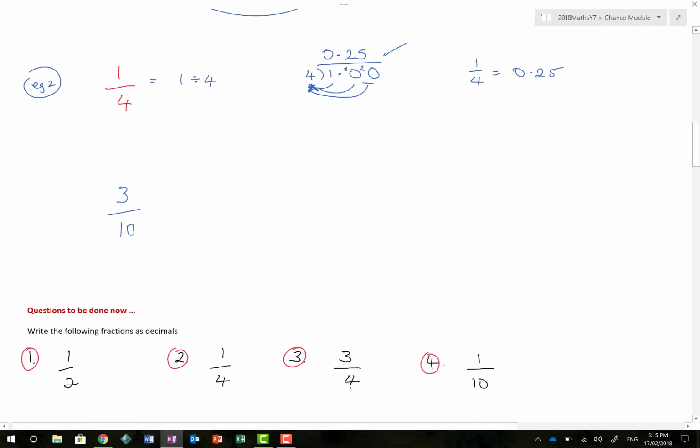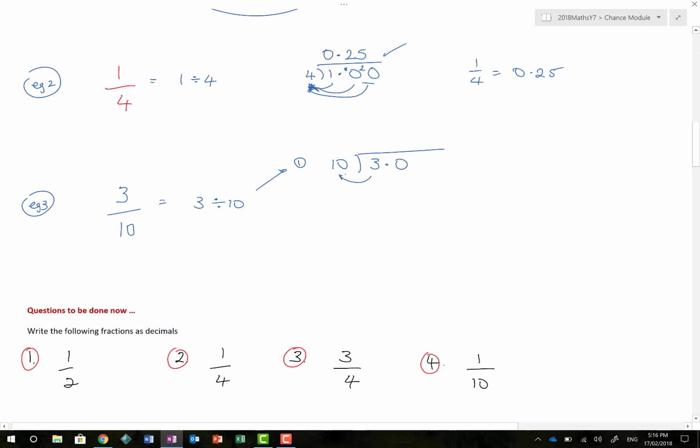Lastly, but by no means least, 3/10. Now remember, this becomes 3 divided by 10. And as such now, there are 2 different ways of doing it. The first way is the way that we've just been doing. Let's stick to that. Let's have a go. So let me think. We've got 3 divided by 10. Decimal point and a 0.